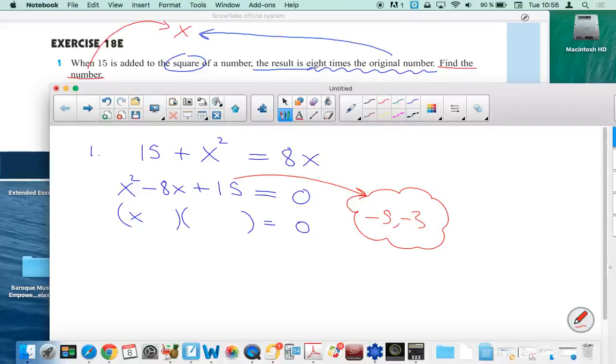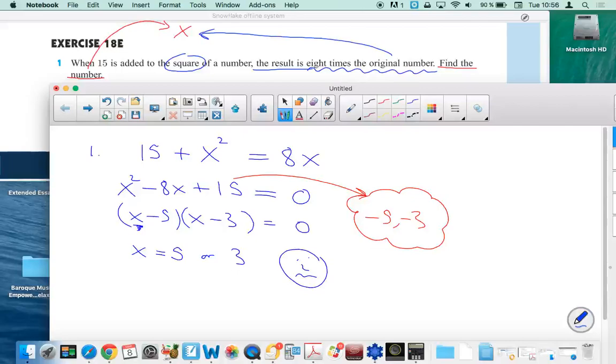If I multiply them, I get positive 15. They add to give me negative 8. So I have minus 5, minus 3. So this is interesting because what happens now is you get two solutions. x could equal 5, that's the number that we go in here, or x can equal 3. So I'm thinking in a minute, how can I get two possible answers? Find the number. So what you might do here is think, well, let's just check and see if I've made a mistake somewhere.